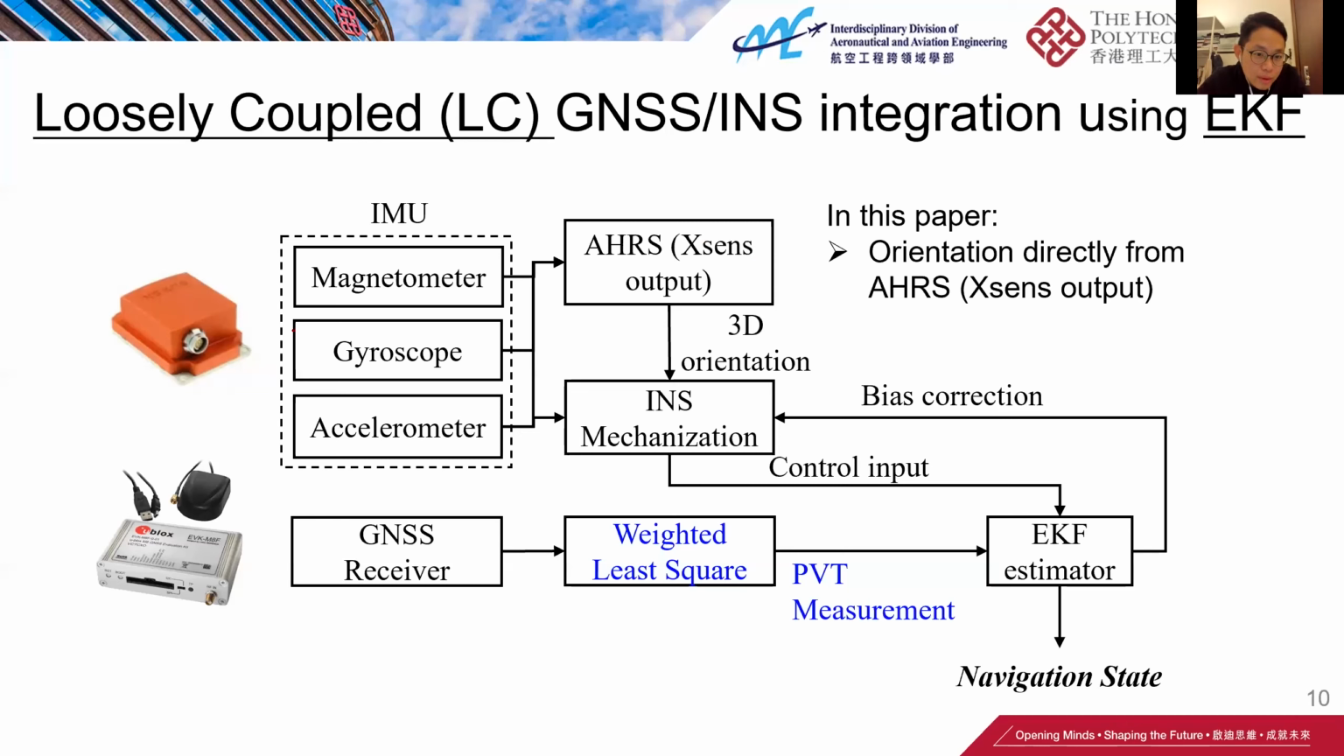The IMU includes magnetometers, gyroscope, and accelerometers. In fact, we are using the Xsens output. We call it the AHRS, but it is essentially an Xsens output that provides us 3D orientations. In other words, in our INS mechanization, we didn't estimate the orientation. This is just for us to implement the solution more easily. After you have INS mechanization, there is the control input, which is the U over here. For the GNSS receiver, we are doing weighted least squares single point positioning to give a PVT result. This is the loosely coupled one. And the EKF also estimates the bias and uses it to update the accelerometers. So this is our loosely coupled.